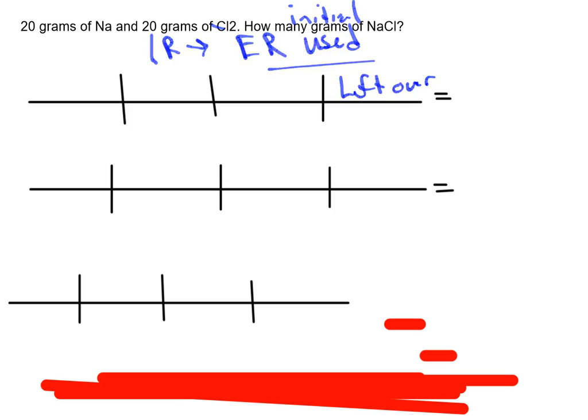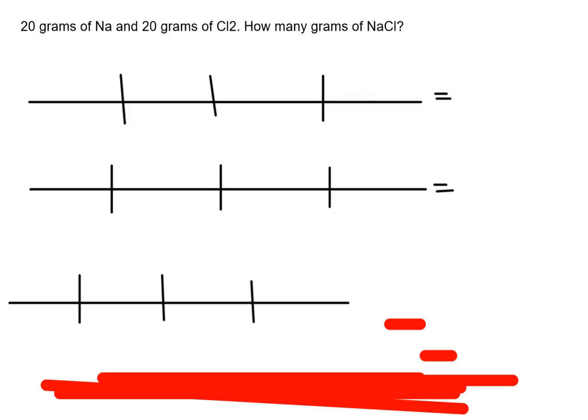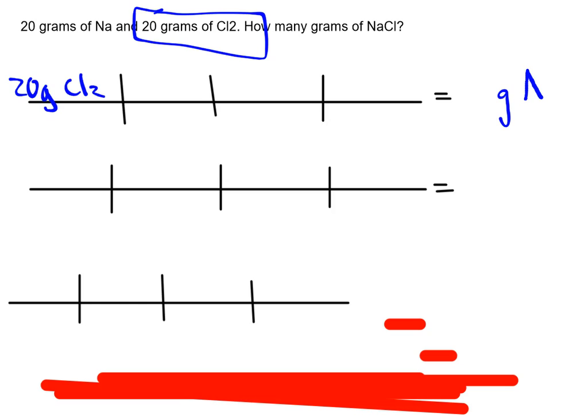All right, so what we do, which one was our excess reactant? Or sorry, not our excess. Which one was our limiting reactant? Cl2. So I'm going to do yet another picket fence with Cl2. So 20 grams Cl2. But this picket fence is going to solve for the grams of excess used. And what was the excess reactant? Na.